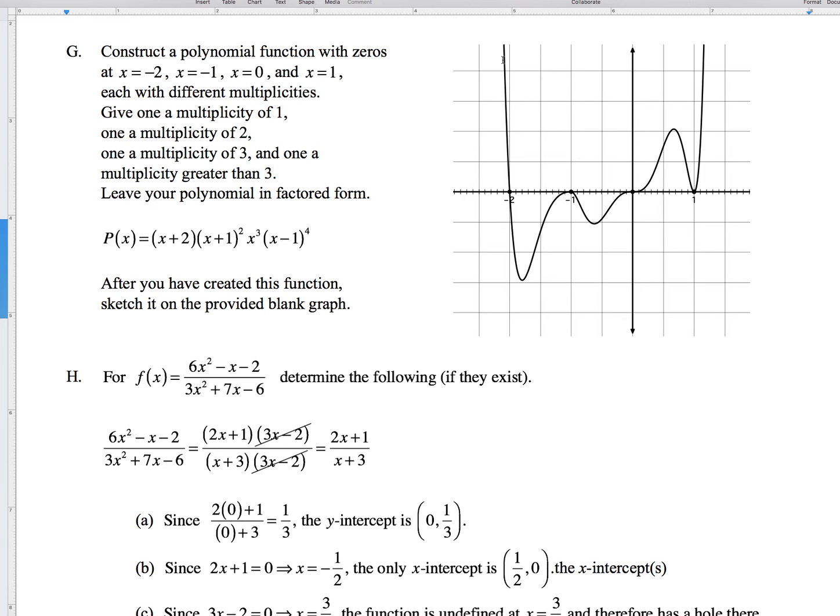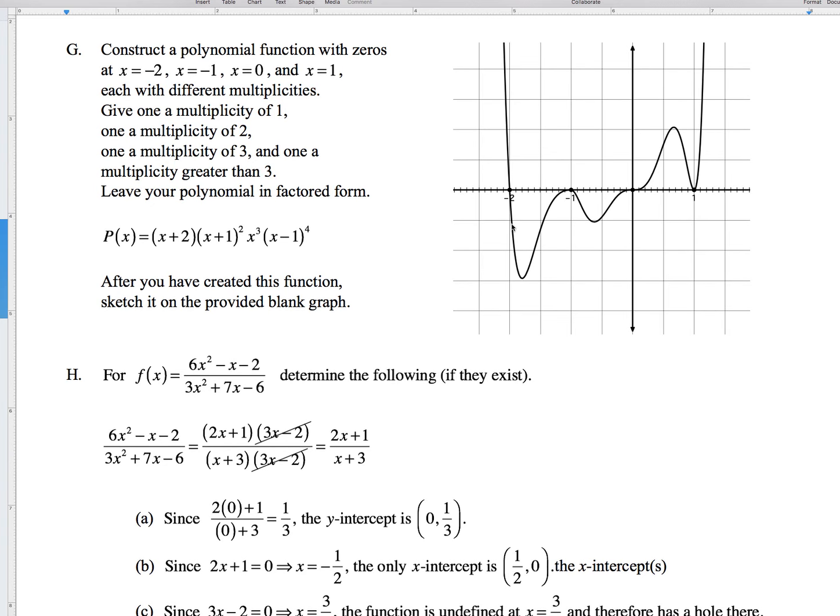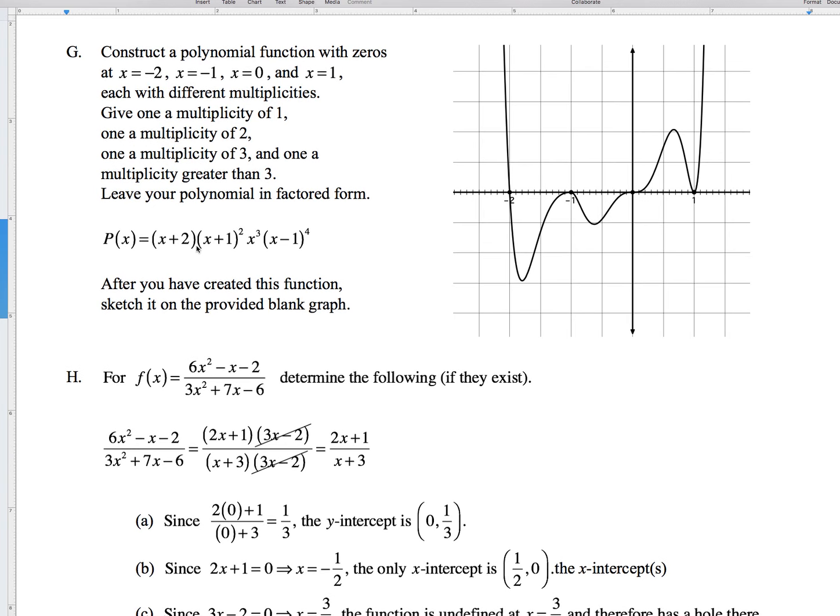I just made sure that the graph did slice straight through here at negative 2, which is what would happen with a multiplicity of 1. And it bounced off at negative 1, which is what would happen for a multiplicity of 2. And then it curves through at 0, which again is what would happen at a multiplicity of 3. And then it bounces again at positive 1, corresponding to a multiplicity of 4. And we're asked to sketch, and that's what I've done here.